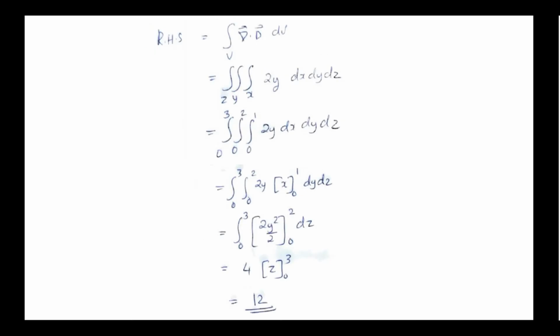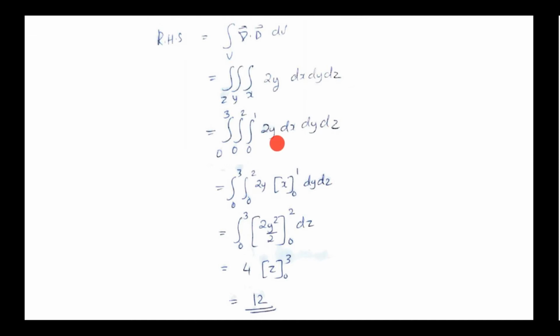Now what you have to evaluate is the RHS, that is the integral of del dot D dv. Del dot D is 2y and dv is dx dy dz, so the integral limits are over x, y, z. So x is starting from 0 to 1, y is starting from 0 to 2, and z is starting from 0 to 3, of 2y dx dy dz.